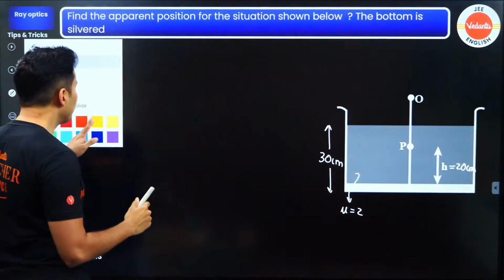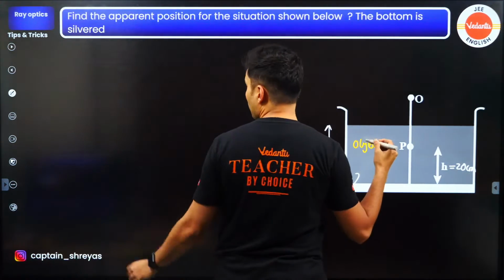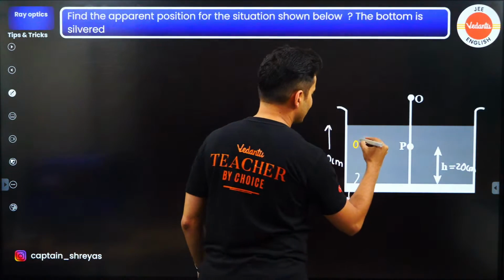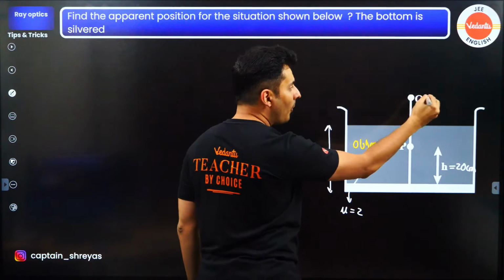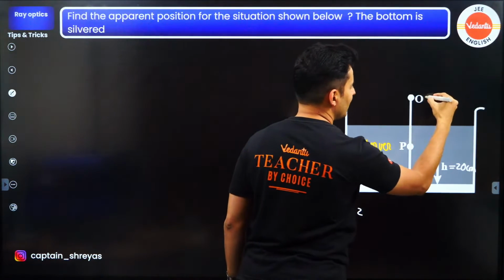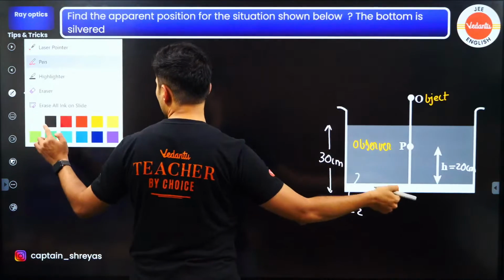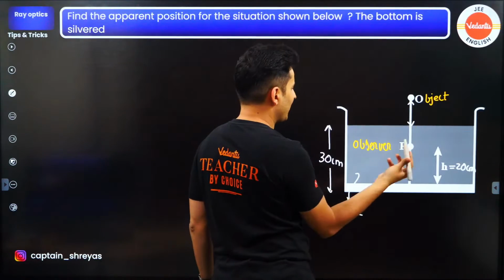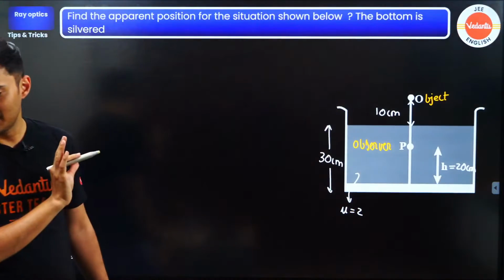Now, the observer is point P. That's the crazy part. This is the observer. The object, the O point, is over here, which is the object. So this is basically your object. And let us just assume that this distance, for namesake, let's say 10 centimeters. Okay, who cares? 10 centimeters.